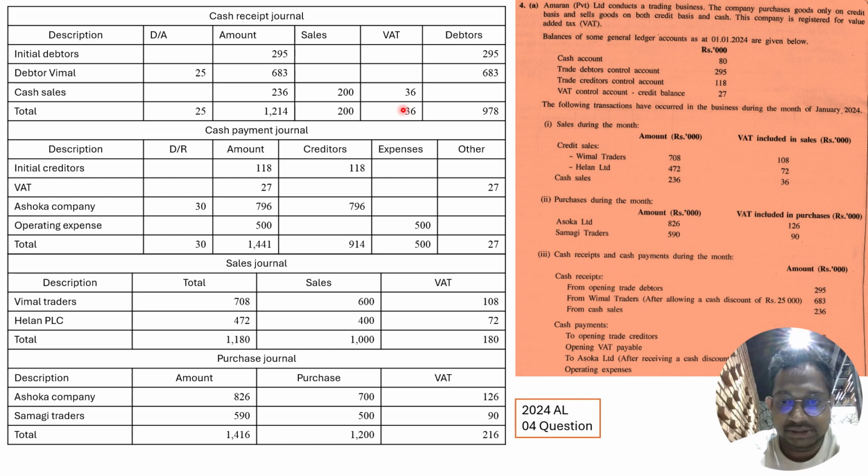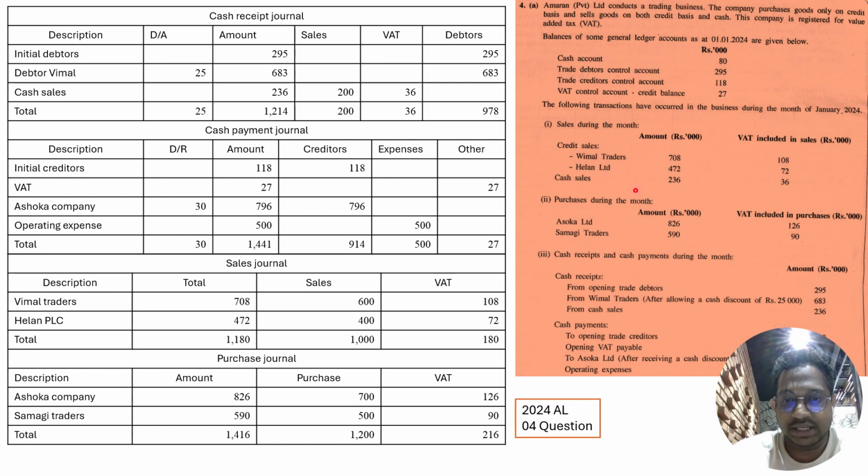And in the cash payment journal, they are paying to the opening trade creditors 118, and then the VAT they are paying 27. So it should come under other payments or VAT payment. That's also okay. And also the company settled to them 796 after getting a discount of 30. And then the operating expense should be under expenses. Then you can get the totals. And here the sales journal and purchase journal.